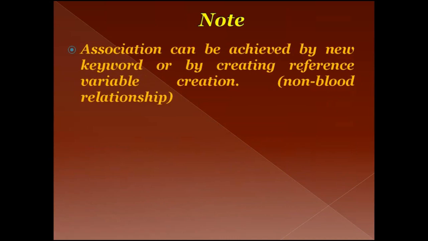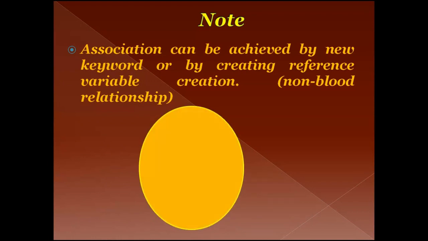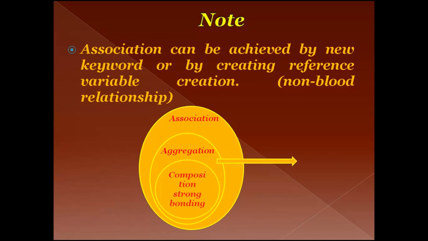Association can be achieved by the new keyword or by creating the reference variable. So this is a non-blood relationship, you can also say. Here is a diagrammatical representation of the association: aggregation and composition, where aggregation is the weak bonding and composition is the strong bonding.